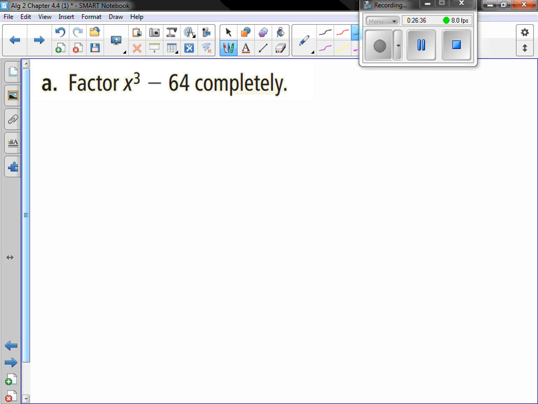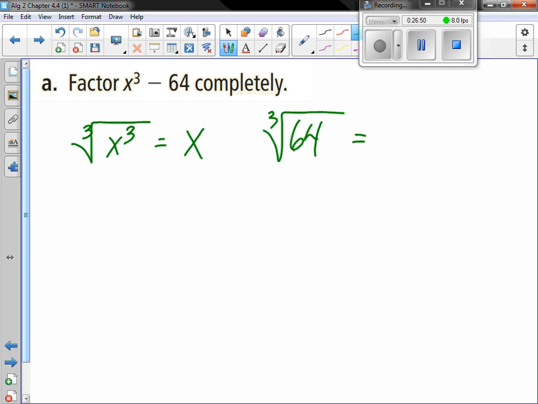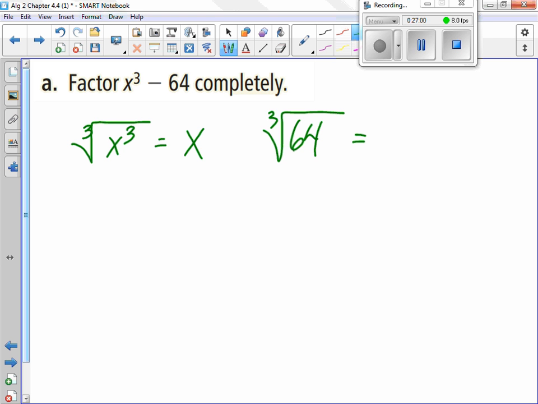So the first thing I need to look at is to see, are these perfect cubes? Can I take the cubed root of x cubed? Well, yes, it would just be x, because the third power and the third root cancel. Whenever the root and the power are the same, they cancel out. Now the cubed root of 64 would be what? It would be 4, because 4 times 4 is 16, and 16 times 4 gives us 64. So these two here are perfect cubes.